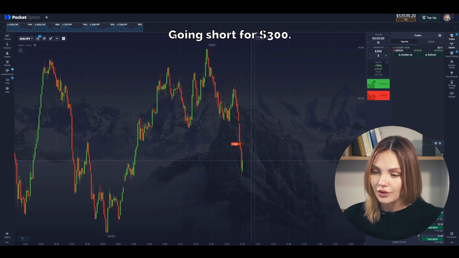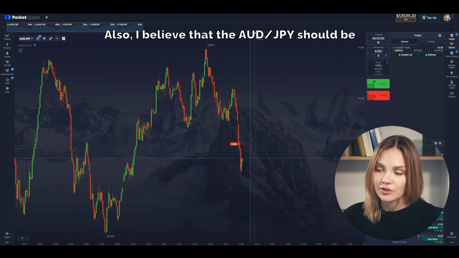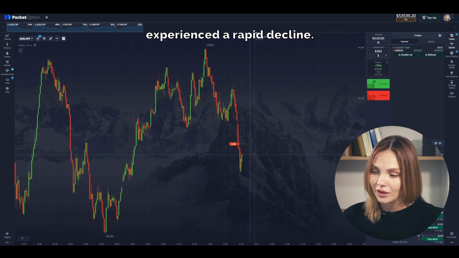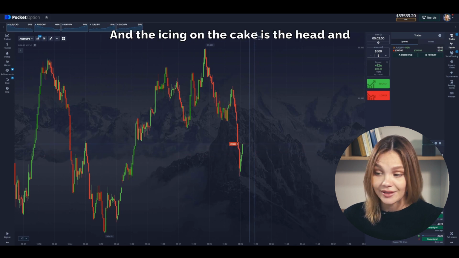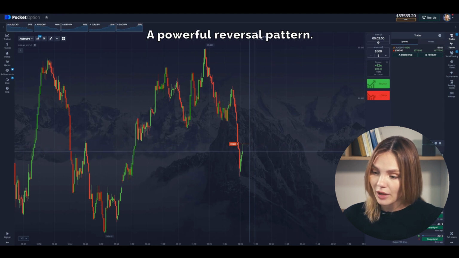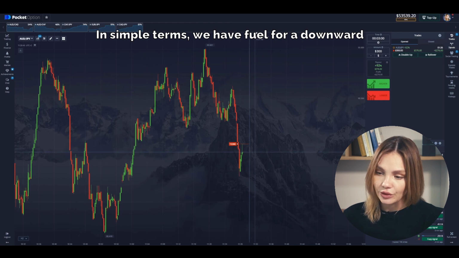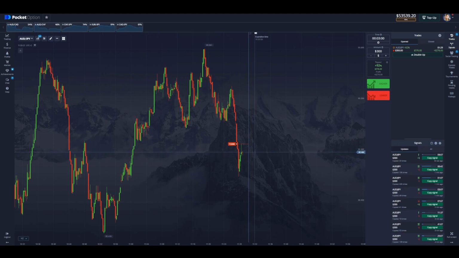Going short for $300. Also, I believe that the Australian dollar to Japanese yen should be falling as well, considering that the Canadian dollar to Japanese yen has already experienced a rapid decline. As you can see, Australian dollar and Japanese yen is currently falling, and the icing on the cake is the head and shoulders pattern, a powerful reversal pattern. In simple terms, we have fuel for a downward movement, so let's wait for the trade to close.